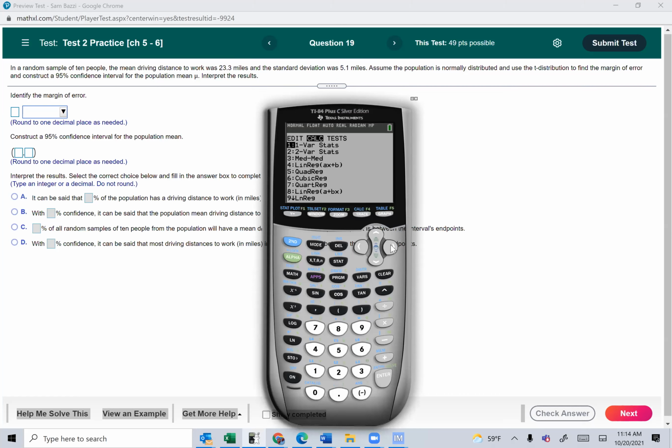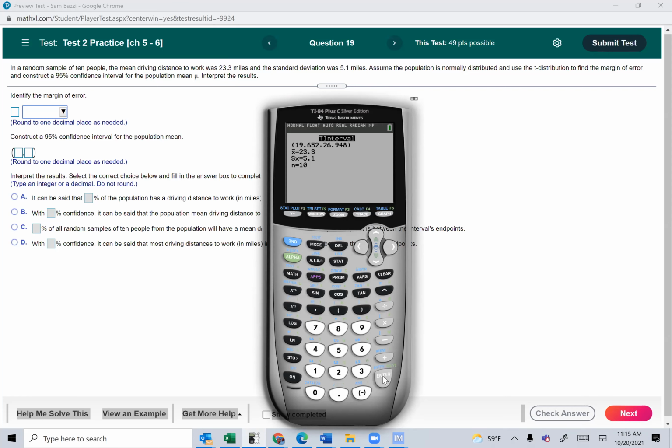Stat, tests, T interval. Well, he says T distribution, guys. You can't just use Z. X bar is 23.3. S is 5.1. N is, what was N? A random sample of 10 people, 10. And confidence level 95. Okay, we're good. Calculate. That's the interval. So you got the answer for the interval.